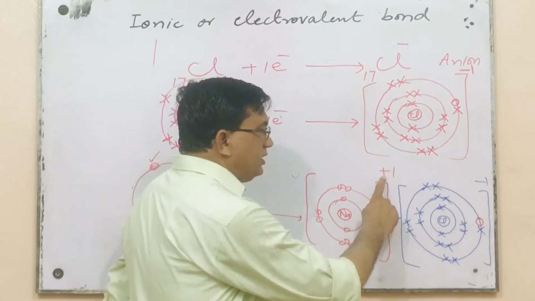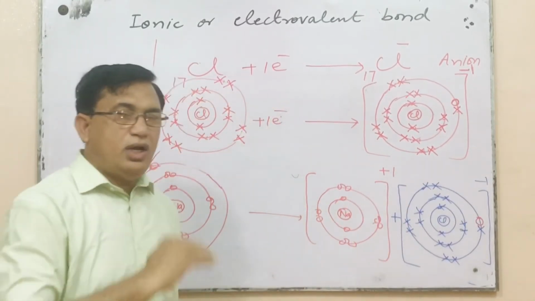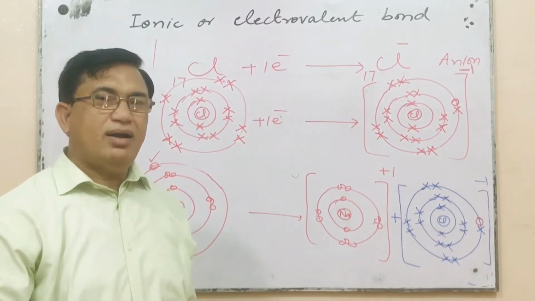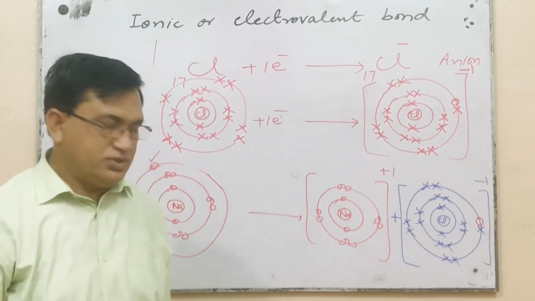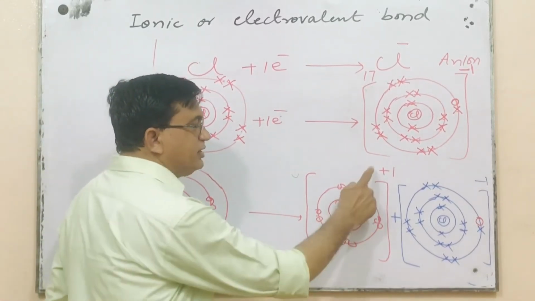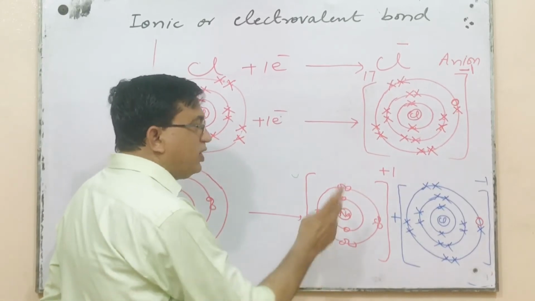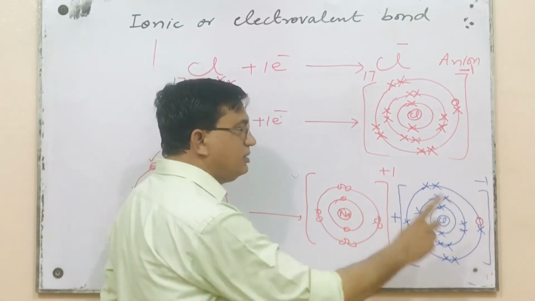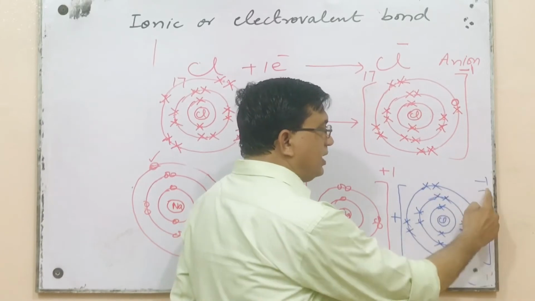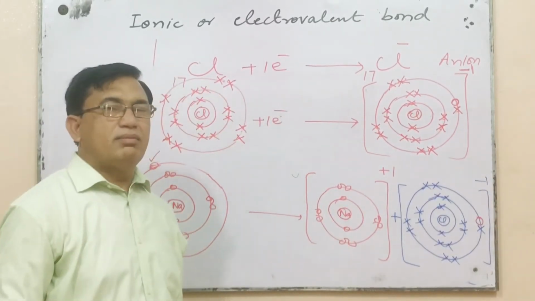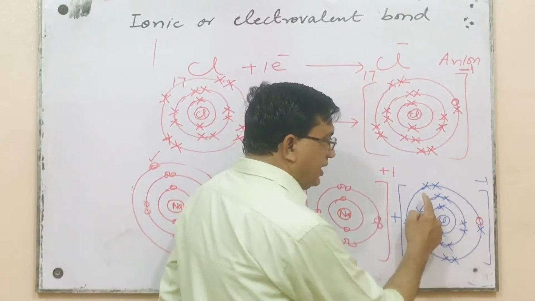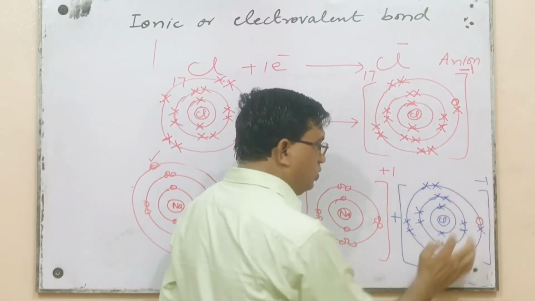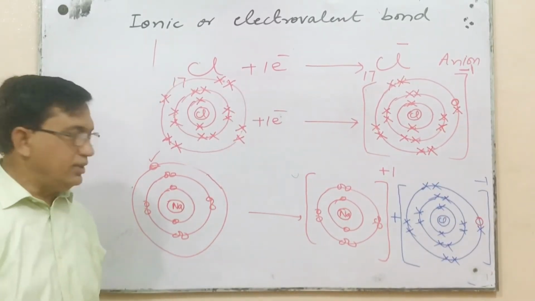Now, these charges which come on atoms after gaining or losing electrons are also called the valency of the atoms. For example, the valency of sodium is +1 because it has lost one electron to complete its last shell. In the similar manner, the valency of chloride ion is -1 because it has gained only one electron to complete its last shell to get the inert gas electronic configuration.